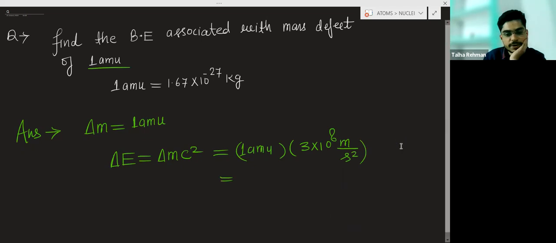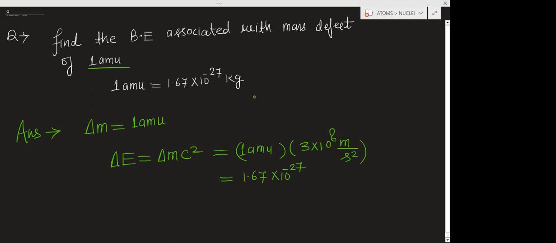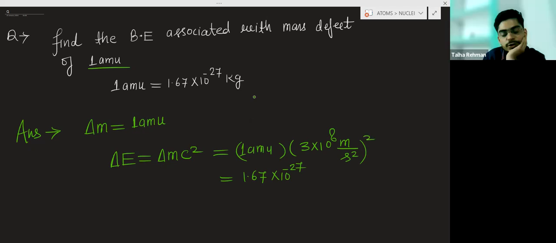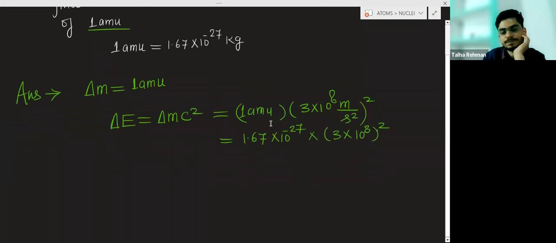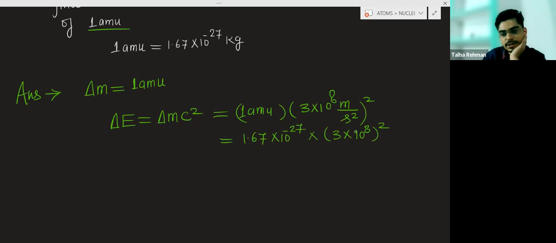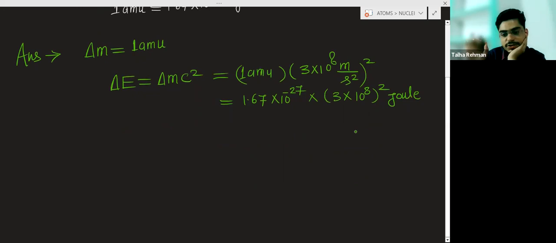Okay, now convert 1 AMU. This 1 AMU can be written as 1.67 into 10 to the power minus 27. Sorry, it will be c square. So now it will become 3 into 10 to the power 8 and square of it. So basically, this is the energy in joule.